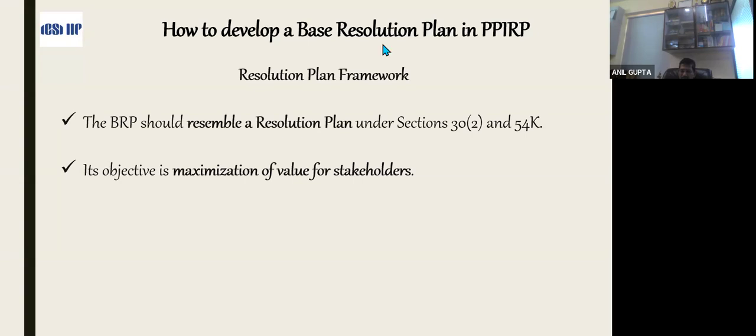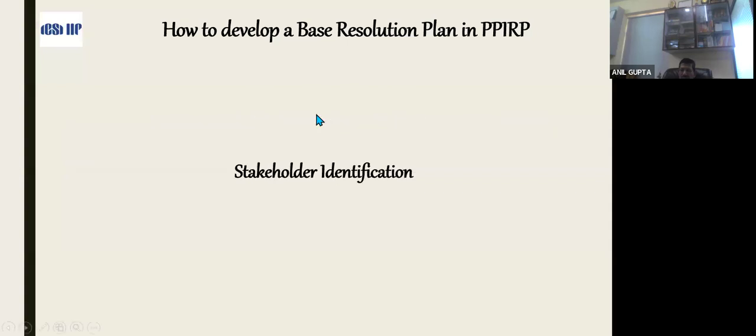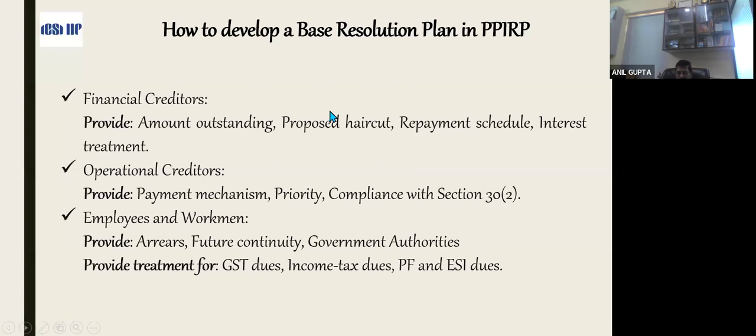Next. Stakeholders identification. So now you have to prepare the base resolution plan based on the TEV report. Some information is available in a TEV report, and the remaining information you have to collect and prepare the base resolution plan. Stakeholders identification. How many financial creditors are there?